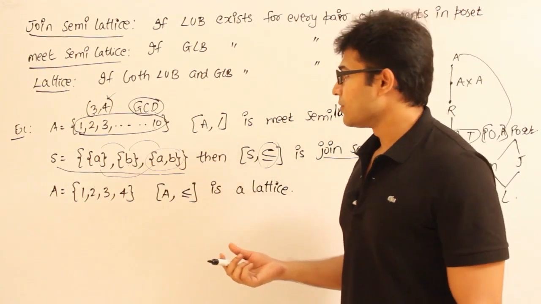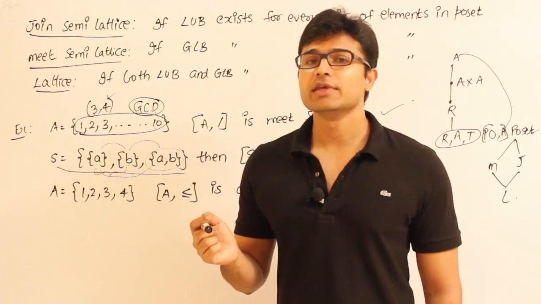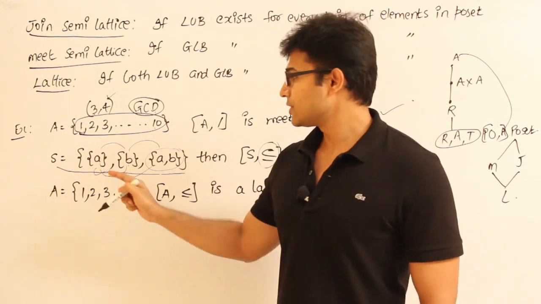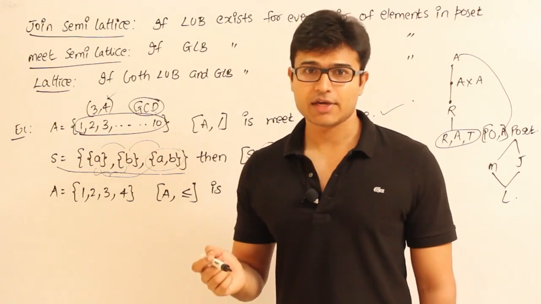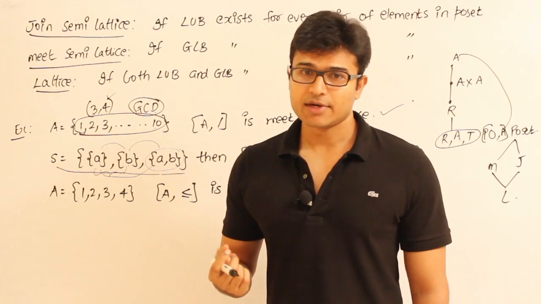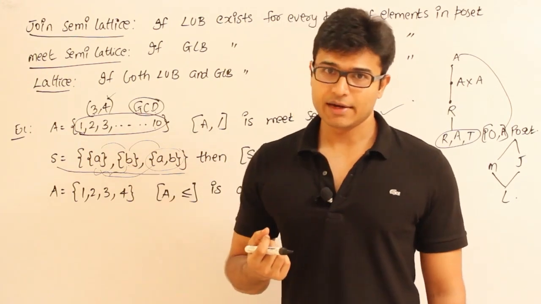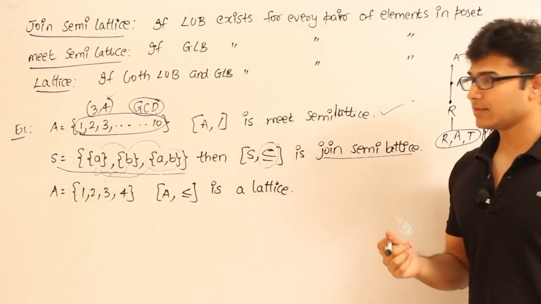Okay. So now if you take any two elements, for example, if I take these two elements, what will be the greatest lower bound? It is nothing but the intersection of these two elements, which is phi. Since phi is not present here, for every pair of elements there is no greatest lower bound. That is why it cannot be a meet semi-lattice. So the only thing is it can be a join semi-lattice.